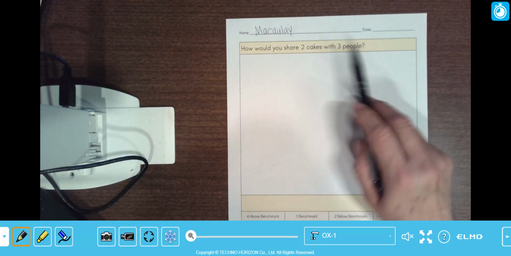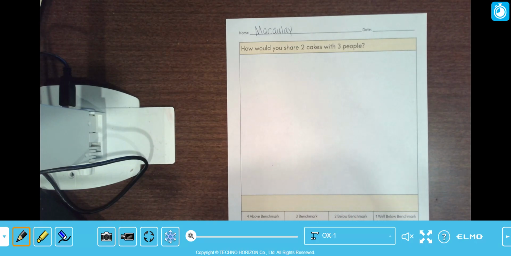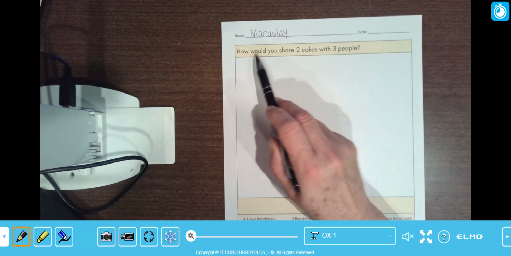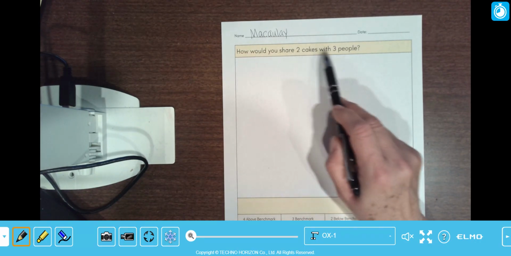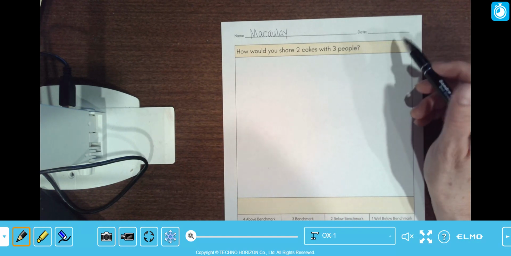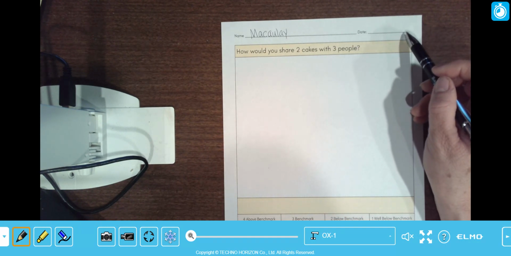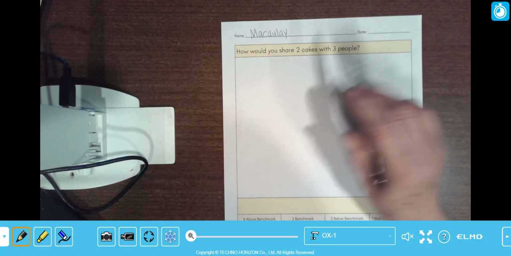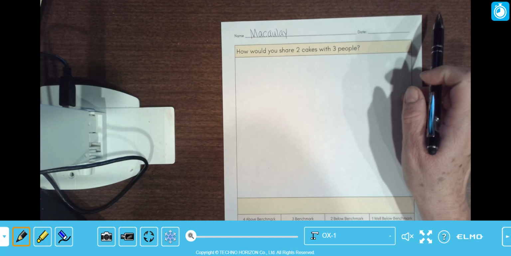I'm going to read this 3 times. And you're going to think about who the problem is about is the first question, okay? So here I go. How would you share 2 cakes with 3 people? Who is the problem about? Yeah, it's about 2 cakes, right? About cakes. Okay, next question is, what's happening with the cakes?